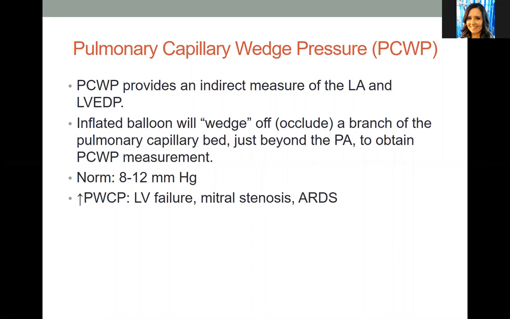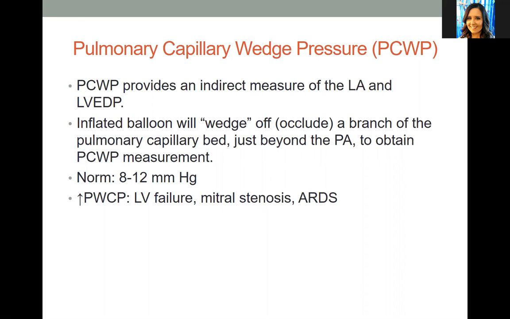The next measurement that we can measure only with the PA cath is our pulmonary capillary wedge pressure. So our wedge pressure is an indirect measurement of the left atrium and left ventricular end-diastolic pressure, just the left side of the heart, but it determines the function of the left side of our heart. Normal is 8 to 12. You can also think of wedge pressure as left ventricular preload. So all that fluid coming back to the left side of the heart, ready to be ejected out.